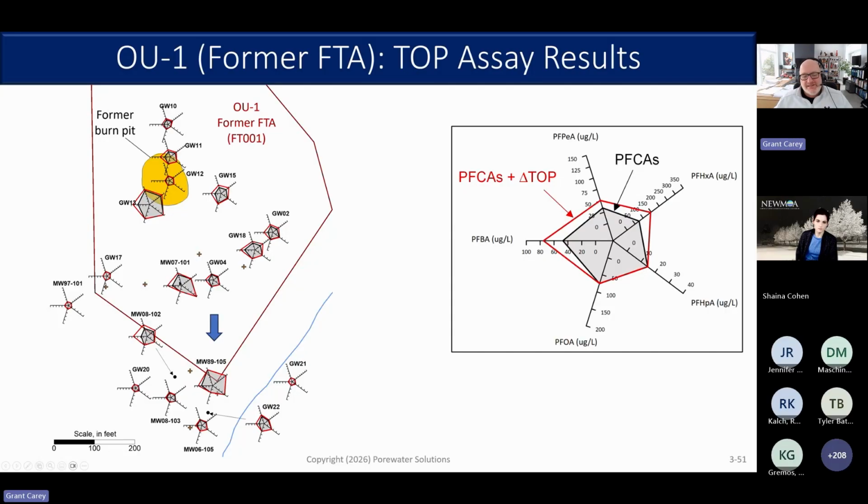So we can start to see what the precursor composition might look like, even if there are precursors in the sample that we didn't measure with method 1633. So it's just another way of visualizing data and mapping it spatially to start looking at how many precursors might move down gradient from the source area.